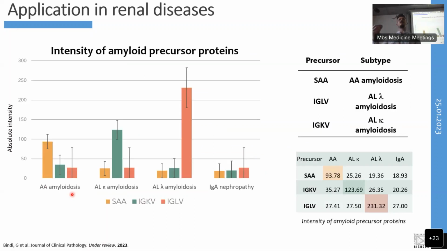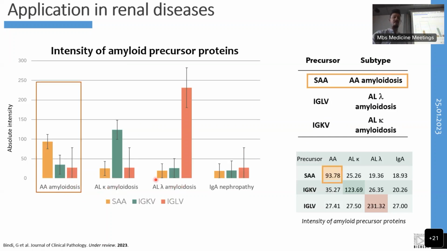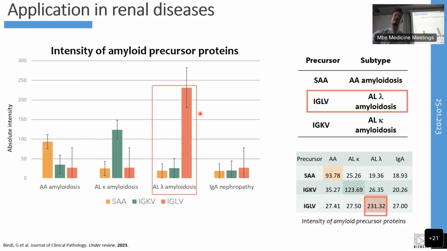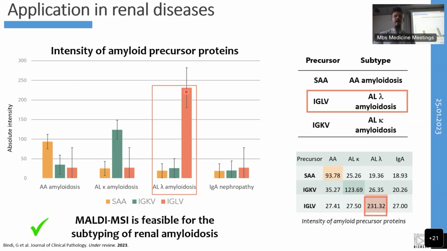But then what about detecting the specific precursor proteins? So again, here we had cases of AA amyloidosis, AL kappa amyloidosis, and AL lambda amyloidosis. In the case of AA amyloidosis, we had a clear increase in SAA, whereas in the form of AL kappa amyloidosis, we had a large increase in the IG kappa protein, whereas in the lambda form of the amyloidosis, we had quite a distinct increase in its precursor protein. All of these were highlighted with a p-value below 0.05. So, okay, it can also be an appropriate tool for detecting the specific precursor proteins in renal amyloidosis.